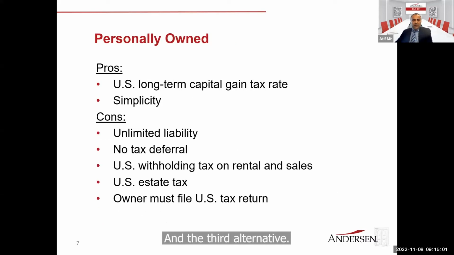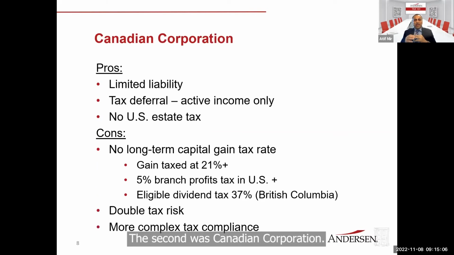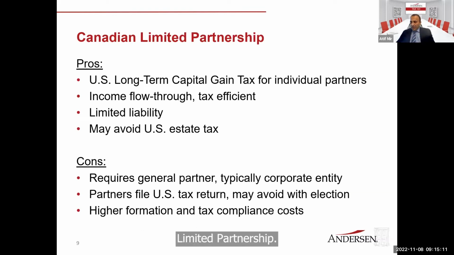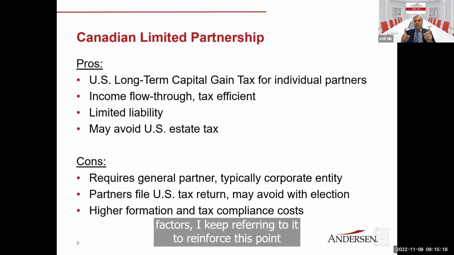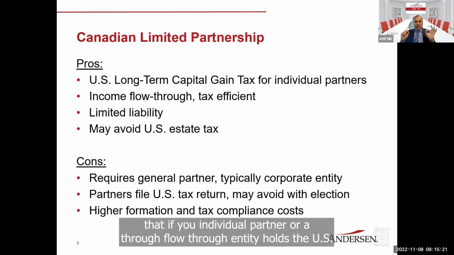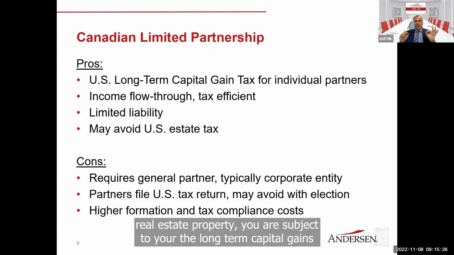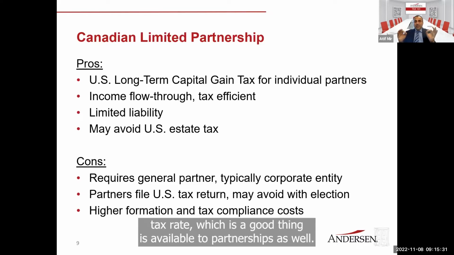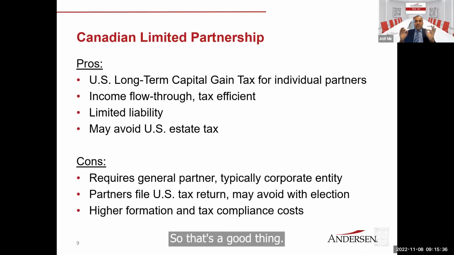And the third alternative. So the first was personally owned, the second was a Canadian corporation, and the third alternative is a Canadian limited partnership. Again, going back to the key factors, I keep referring to it to reinforce this point: if an individual partner or a flow-through entity holds the US real estate property, the long-term capital gain tax rate, which is a good thing, is available to partnerships as well. So that's a good thing.